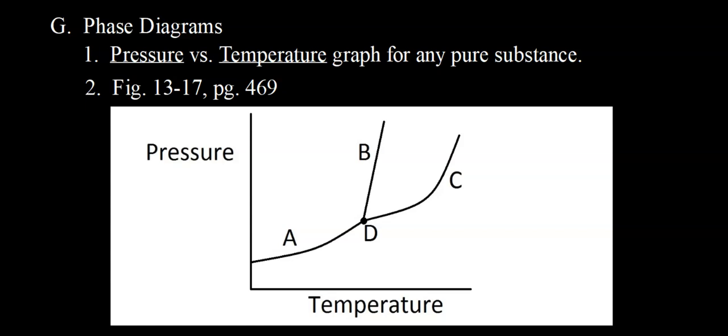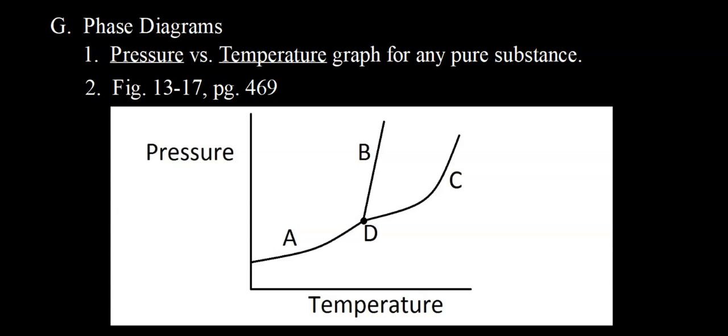Today we'll be talking about phase diagrams. A phase diagram is a graph of pressure versus temperature for some substance. So I have a couple examples in your book, page 469. I'll show you some more examples after this one as well. Just want to point some things out on this graph.